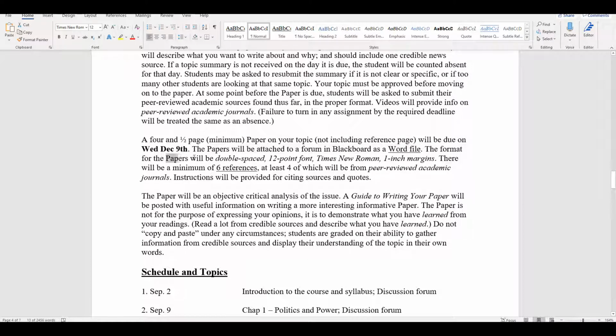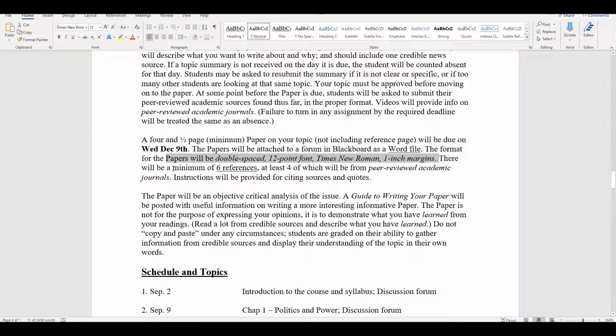The format for the papers, and for any paper assignment that you turn in for the class, will be the same in each case. Double-spaced, 12-point font, Times New Roman, 1-inch margins. So everybody will follow that same format for every paper assignment that you turn in. We will all be consistent on that.